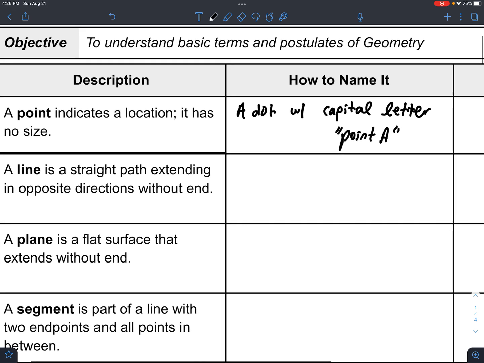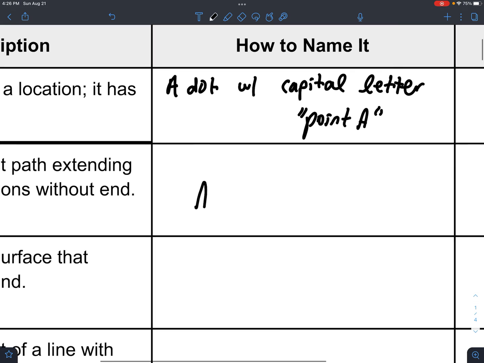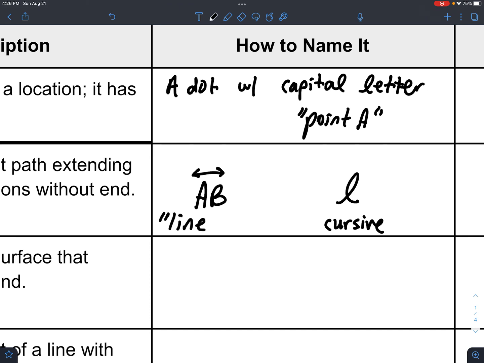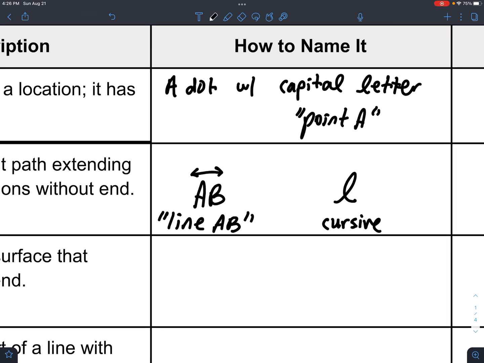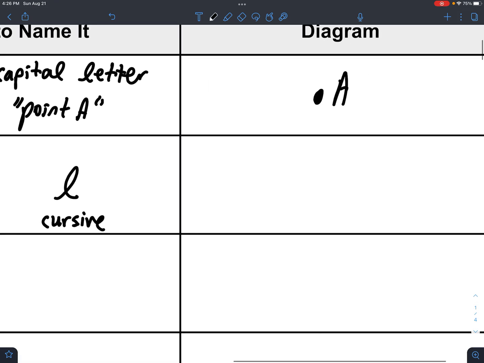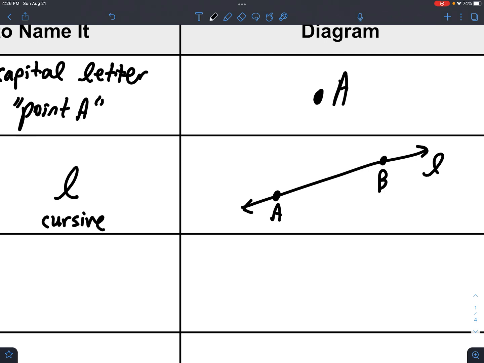Okay? So a line, you have two ways to do it. You could say line AB, or you could say line L. This is a cursive L. Any cursive letter will do. And of course, this is going to be read line AB. And it's easy to remember because there's a line symbol on top of it. So an example of a line, we could just write that, or we could put some points on there, and we need 2 points to make a line, so we would just call that line AB.